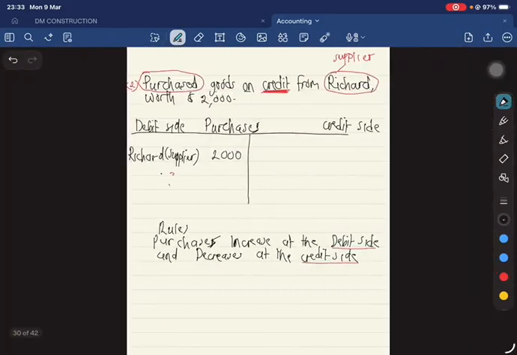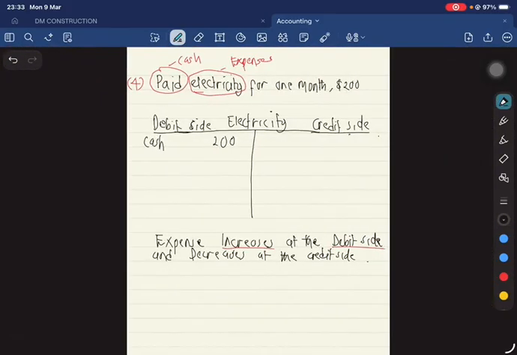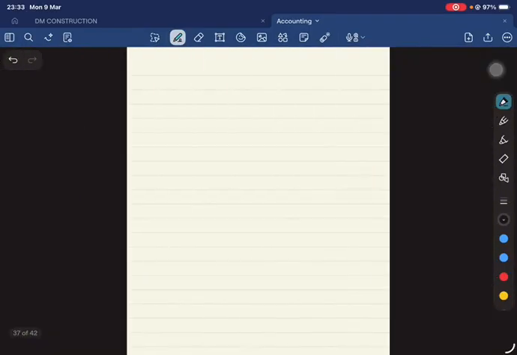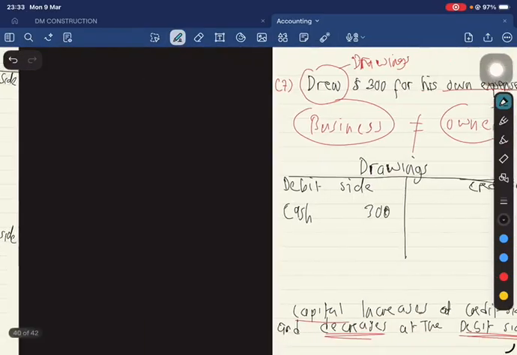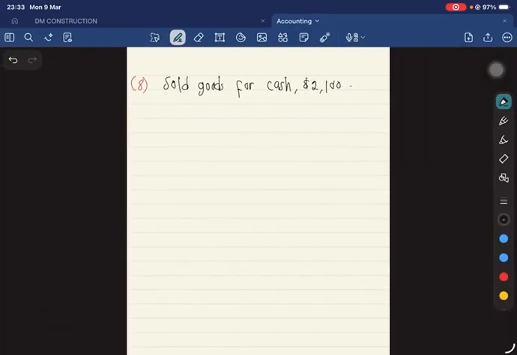Now let's look at the last question, question 8. Then we'll call it a day and continue with another topic. Question 8 says sold goods for cash 2,100. So as always, let's identify the accounts involved. Which accounts is this transaction affecting? It will affect the sales account and it will affect the cash account as well.